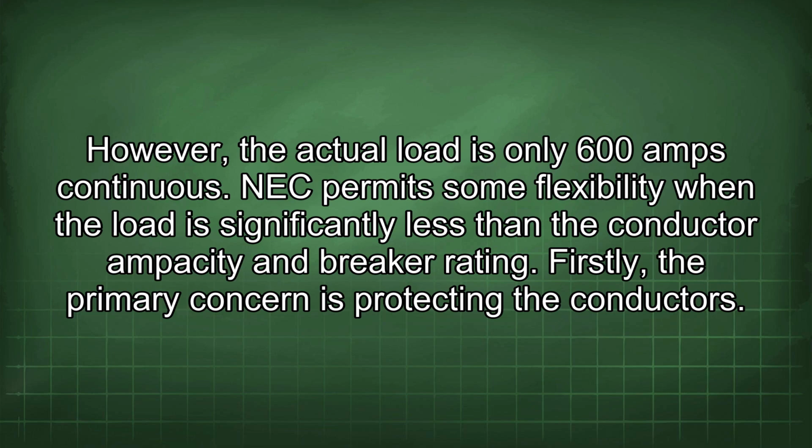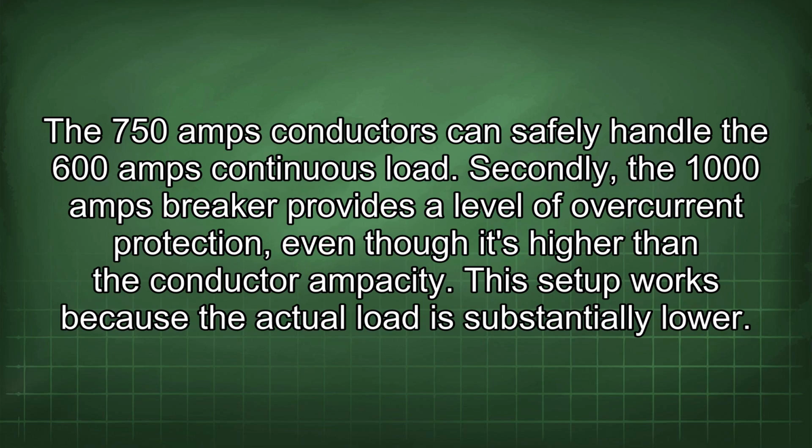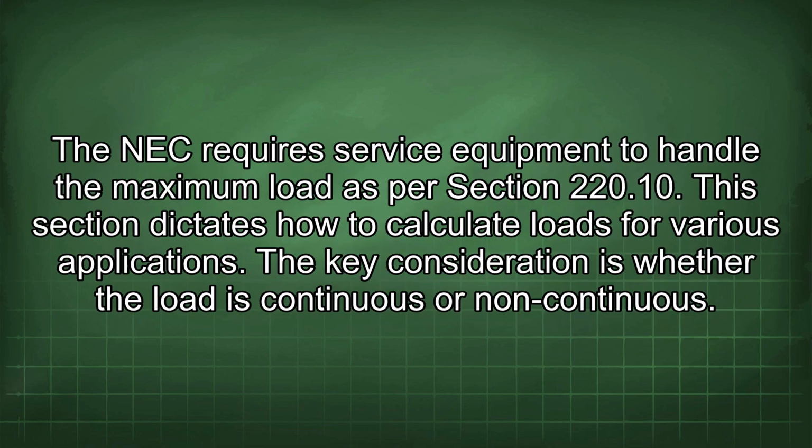NEC permits some flexibility when the load is significantly less than the conductor ampacity and breaker rating. Firstly, the primary concern is protecting the conductors. The 750 amps conductors can safely handle the 600 amps continuous load. Secondly, the 1000 amps breaker provides a level of overcurrent protection, even though it's higher than the conductor ampacity. This setup works because the actual load is substantially lower. The NEC requires service equipment to handle the maximum load as per Section 220.10. This section dictates how to calculate loads for various applications. The key consideration is whether the load is continuous or non-continuous.